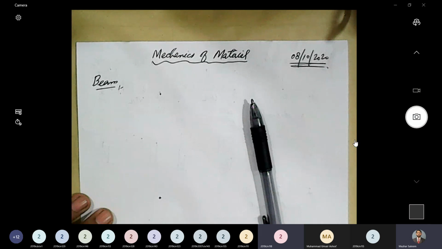It's a horizontal rigid body. Okay. Used for supporting loads. Used for supporting loads. That's correct.